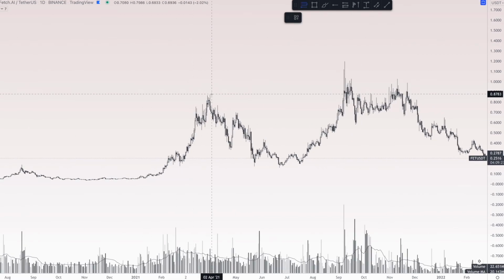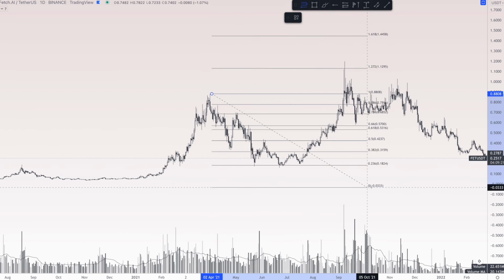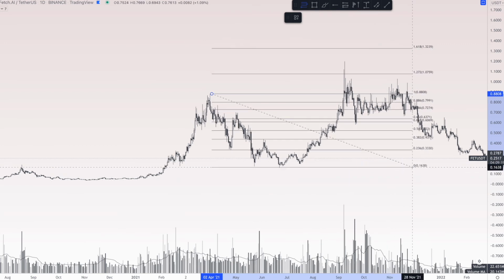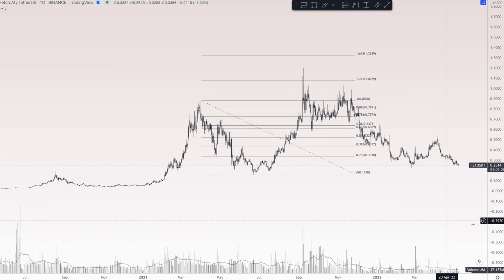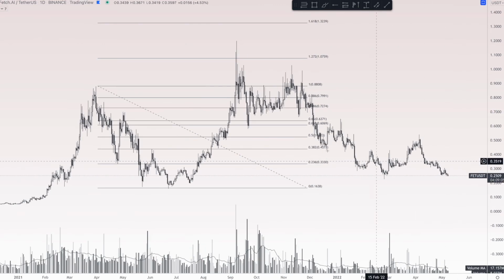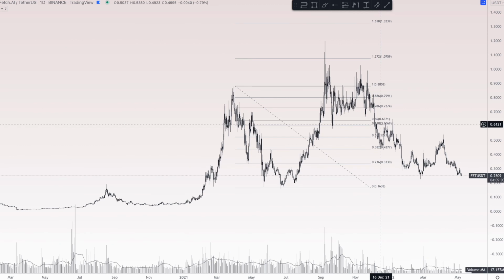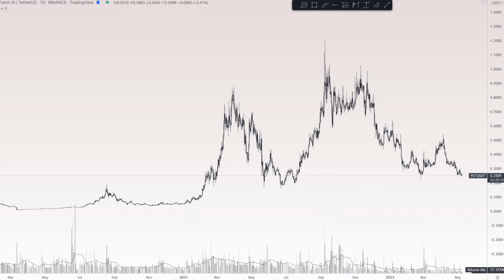You can always use the Fib levels. If you do it like this, so this is the full retracement, again 1.272 would be a nice target. It went above there, but 1.618 is at this point too far. Maybe at some point. But yeah, this way you can use it.